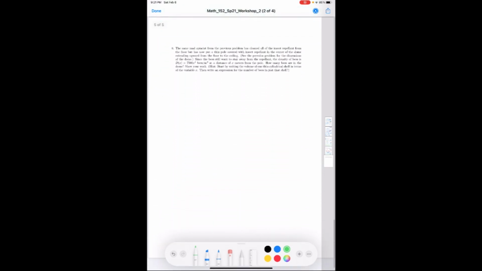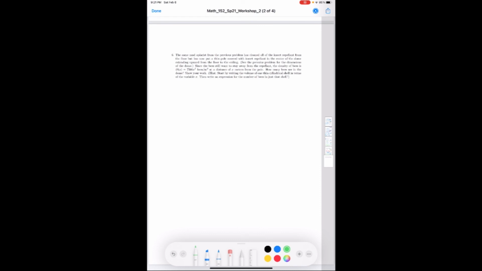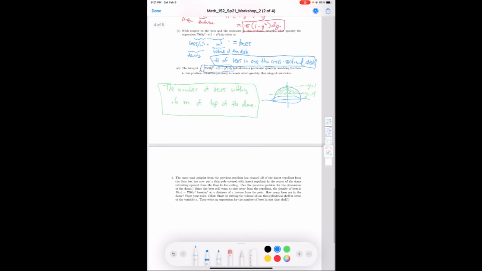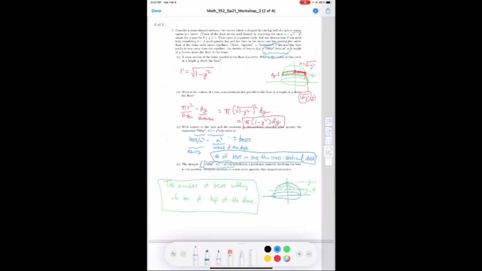Okay. So now it's sort of your turn to figure out how to do one of these. What I gave you before is a problem that really suggested kind of the disk method.